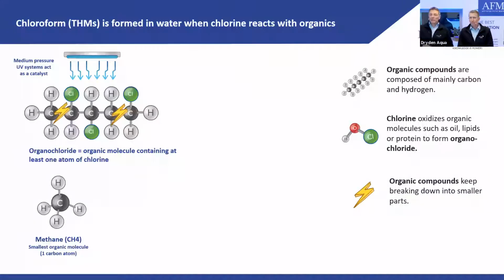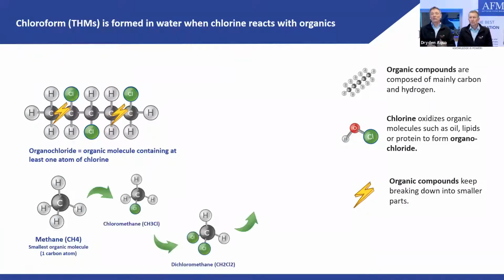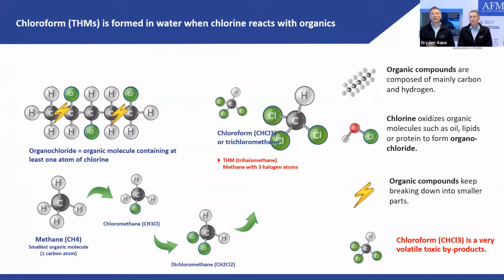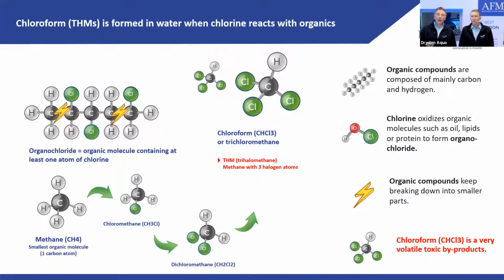And also UV, sun or UV light, medium pressure, you crack these double bonds and you make these big molecules into smaller molecules. The smallest molecule you will end up with is methane, which is 1 carbon, 4 hydrogen. If you still have chlorine in the water, you will replace one of these hydrogens with a chlorine. You form chloromethane, then a second one, dichloromethane, and then a third one, which is chloroform. So you have on this methane now 3 chlorine, and this is chloroform.